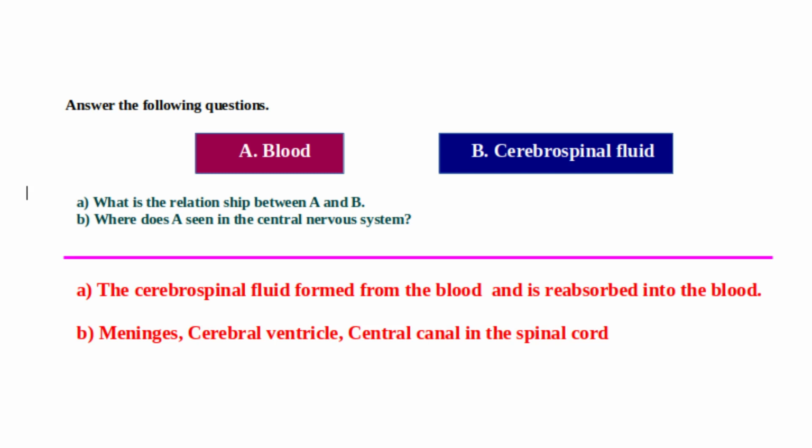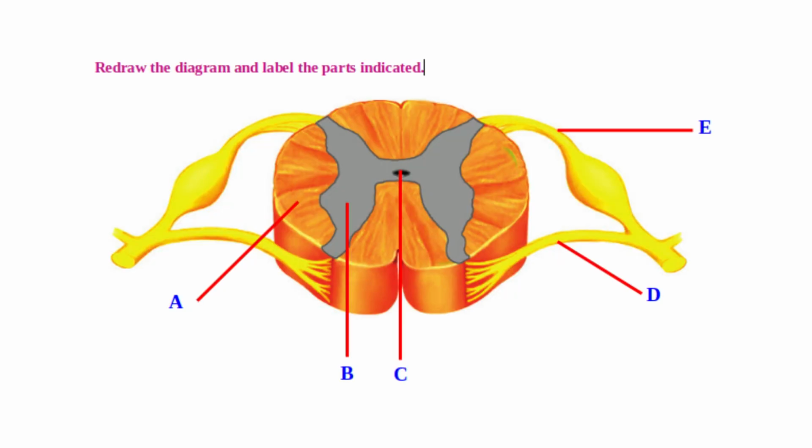Where is cerebrospinal fluid present in the central nervous system? We know the central nervous system consists of the brain and spinal cord. In the brain and spinal cord, the cerebrospinal fluid is present in the meninges, cerebral ventricles and the central canal in the spinal cord. The last question of this episode, redraw the diagram and label the parts indicated. It is an important question.